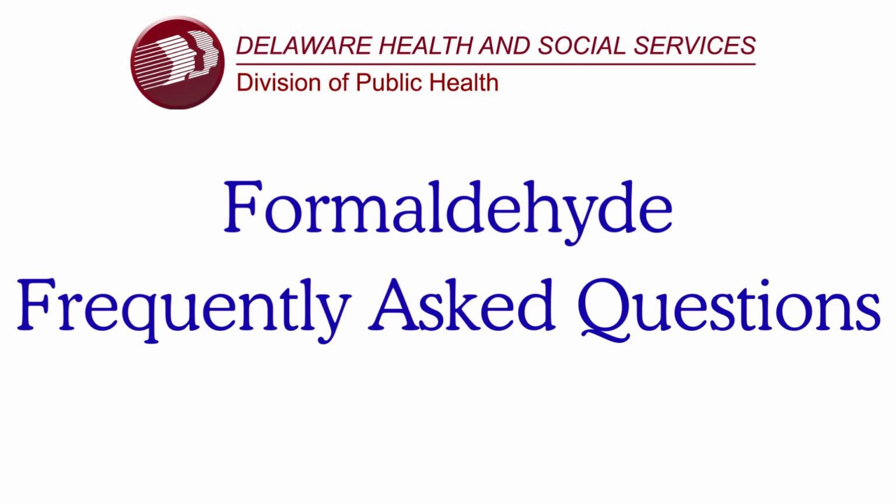The Poison Control Center can be reached 24 hours a day at 1-800-222-1222. DPH can be contacted at 1-888-295-5156. Technical information and resources can be found in the video description.